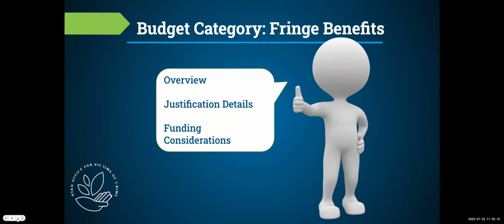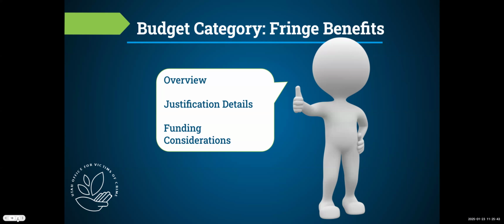So for example, if an employee's salary is 75% grant funded, you can request 75% or less of fringe benefit costs. To start entering fringe benefits, use the award detail dropdown to select the correct position. Make sure you've chosen the appropriate funding source beforehand, as this ensures the benefits are tied to the right person.